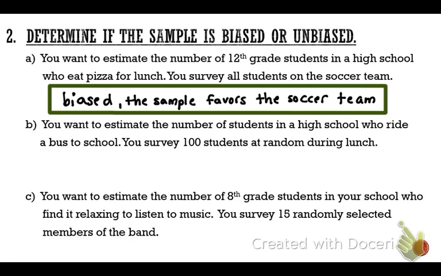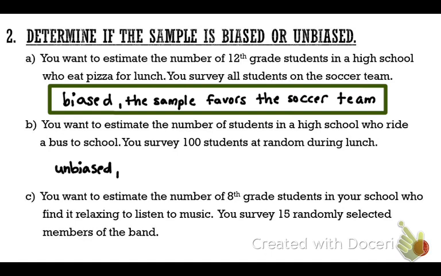All right, so let's look at another example here. Remember, as we are looking at this, we want to look at who is being surveyed, okay? You want to estimate the number of students in a high school who ride a bus to school. So you survey 100 students at random during lunch. Would you guys say that's biased or unbiased? Unbiased. It is unbiased. Can someone explain to me why this would be considered an unbiased sample?